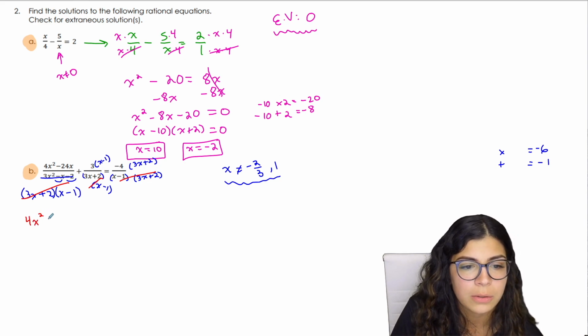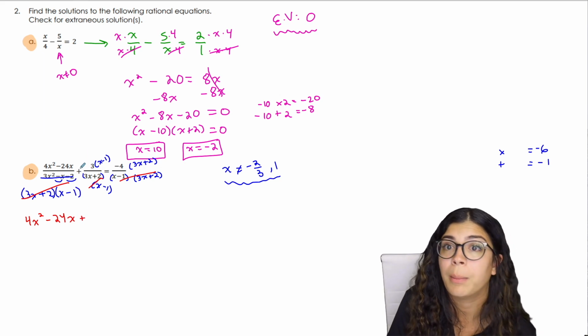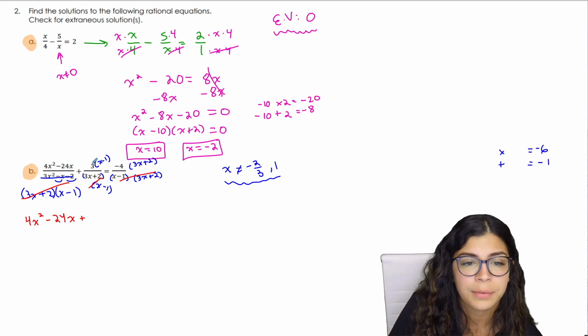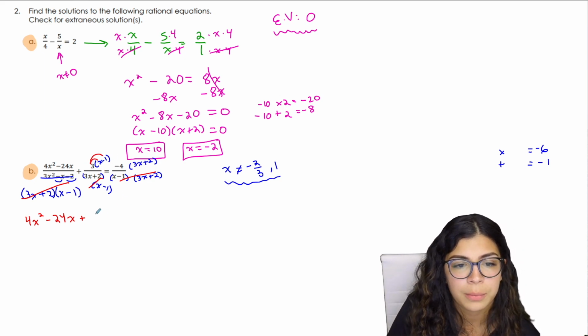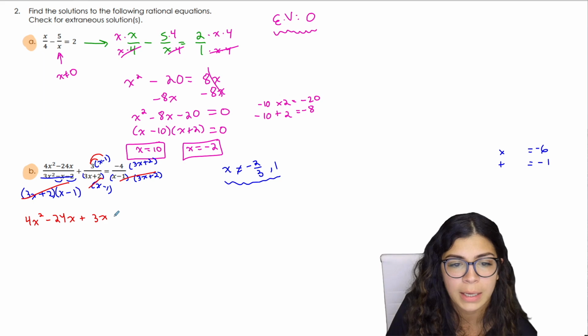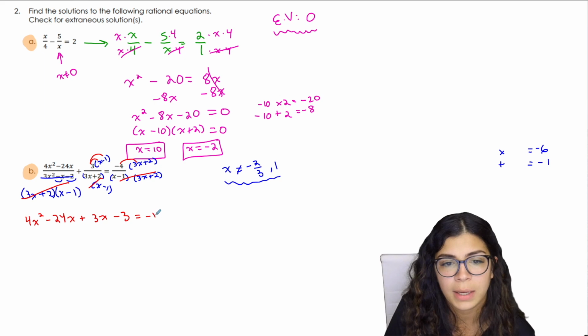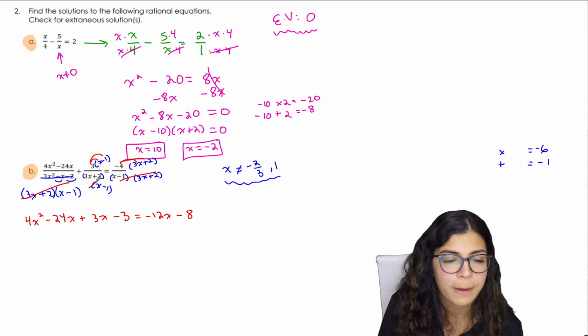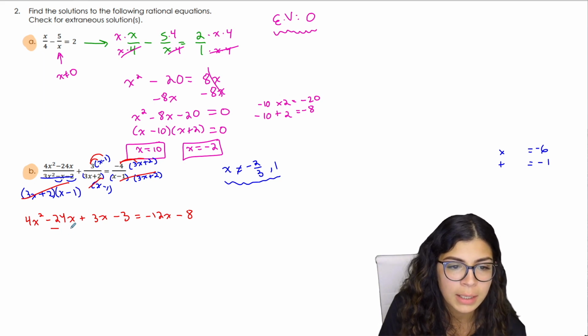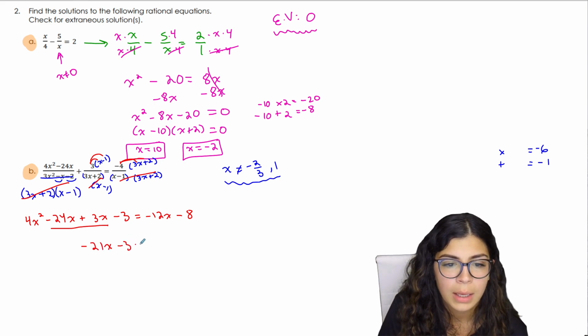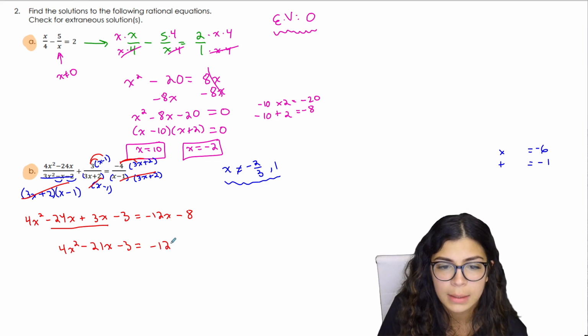So we have 4x squared minus 24x plus, and it's nice that this is a plus because if not, remember, if it's a negative, you have to distribute it. So positive 3 times x will be 3x, and positive 3 times negative 1 would be negative 3. And then on the right, we have negative 4 times 3x would be negative 12x, and negative 4 times positive 2 would be negative 8. Okay, let's combine like terms on the left. Negative 24x plus 3x would be negative 21x.